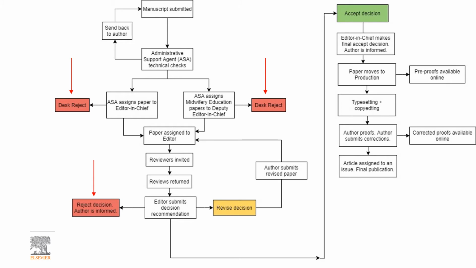Once the editor has recommended acceptance, up on the top right, that's the green box at the top right, it comes to the editor-in-chief who makes a final decision about acceptance, checks the article, does some light editing of the article and puts it forward to production. After that, in a few weeks' time, the paper will appear as a proof online and finally be assigned to an issue of the journal.